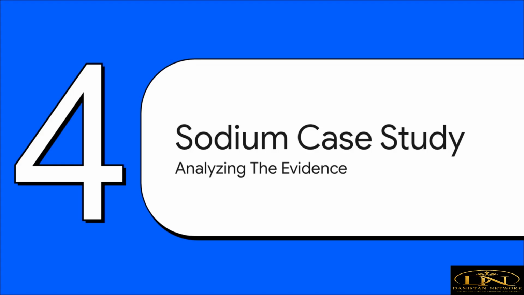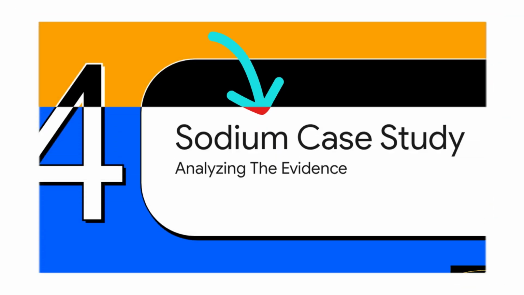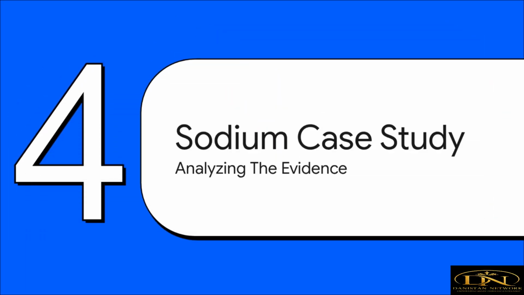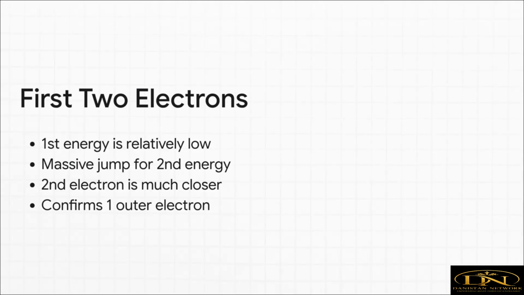Let's put this into practice in Section 4, Sodium, an atomic case study. Let's analyze the evidence. Okay, so sodium has 11 electrons total, structured as 2, 8, 1.